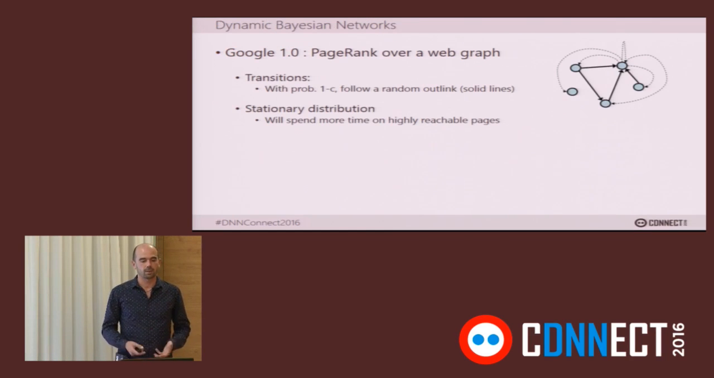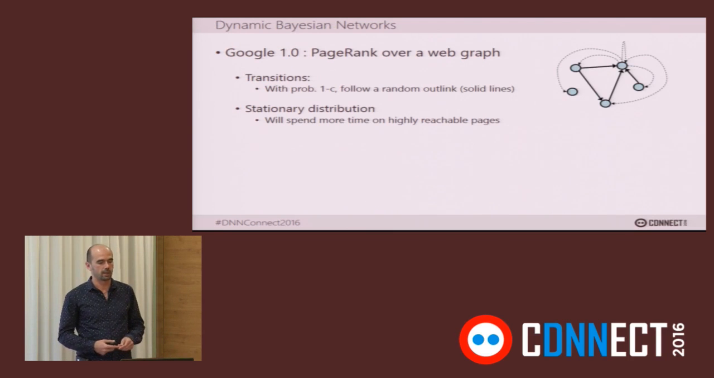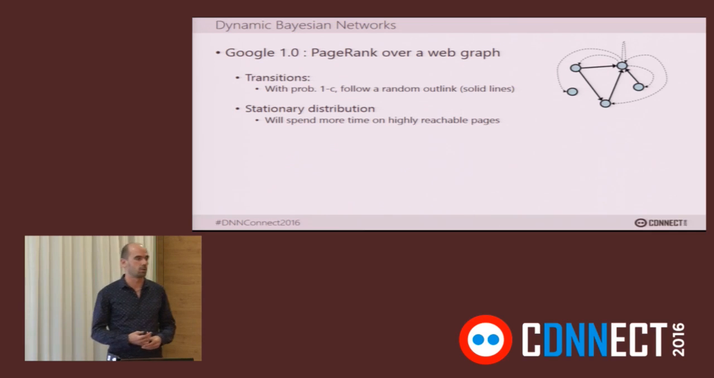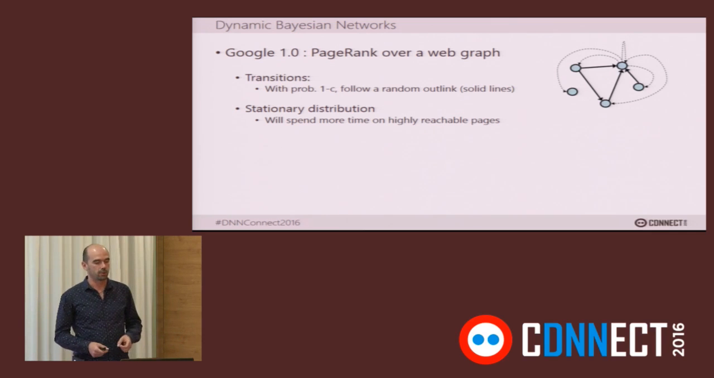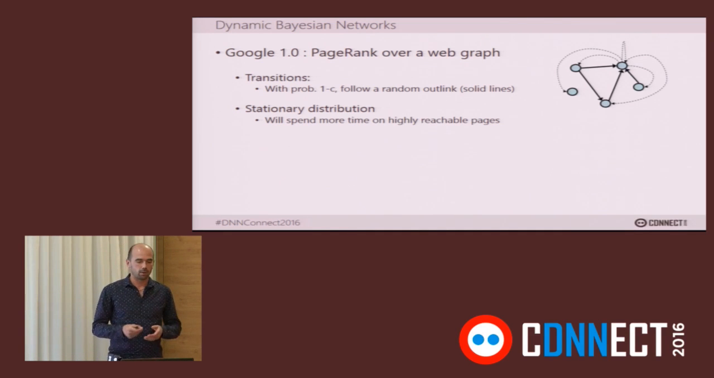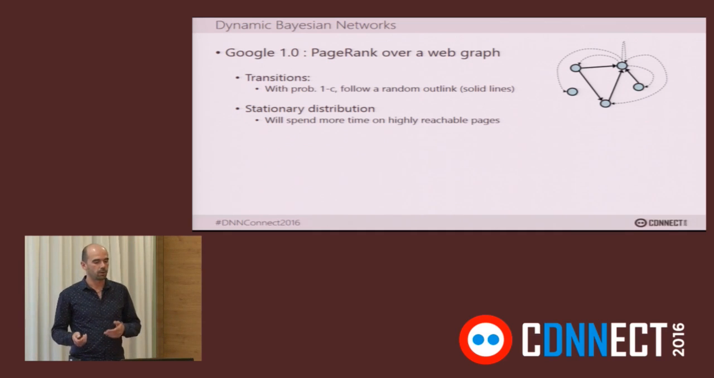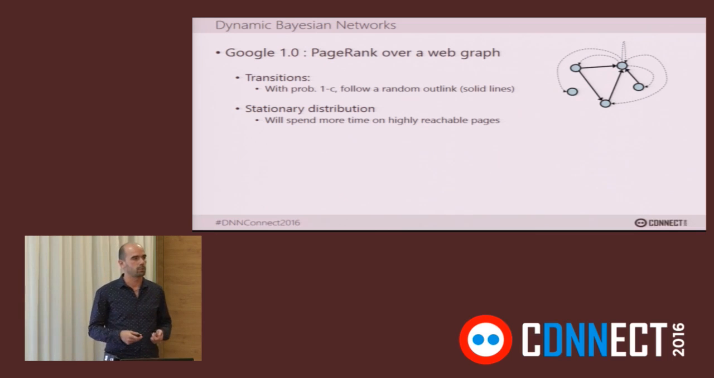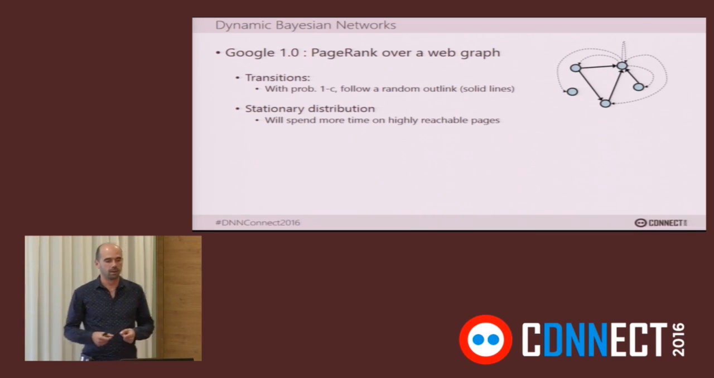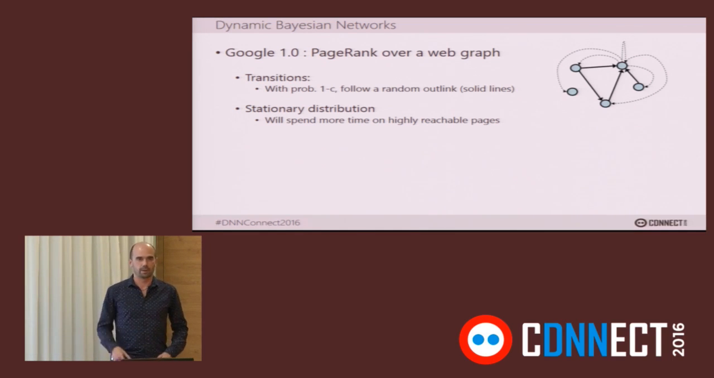If you add dynamic or temporality to this, then it gets really interesting. And the best example for that is Google 1.0 PageRank. You can think about it like an agent on a web page can follow a random outlink with a probability. And over a stationary distribution, it will end up spending more time on the highly reachable pages. And that was the first way to fight link spam that Google came about. And well, we know where it ended up.